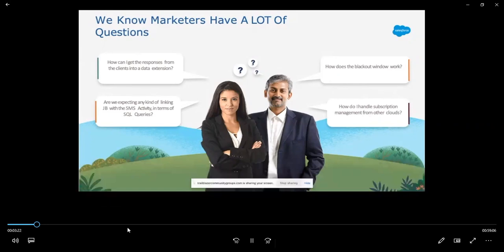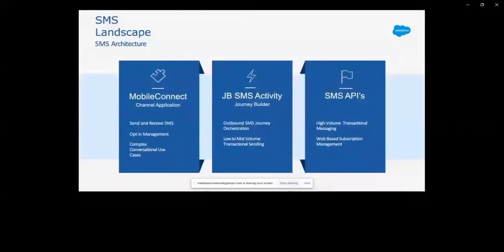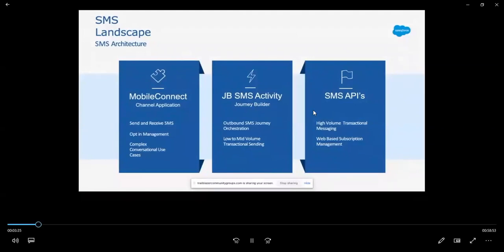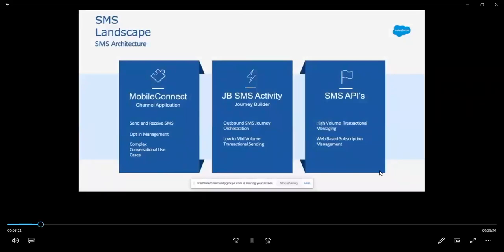Looking at all these questions, we come up with an SMS landscape, a kind of SMS architecture in Marketing Cloud. How does it work? An SMS architecture in Marketing Cloud contains a primary element, which is Mobile Connect, a channel application which you can leverage to send and receive SMSs. It has opt-in management, and you can build complex conversational use cases as well.